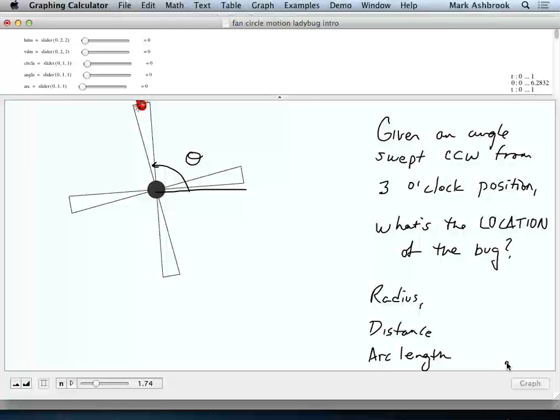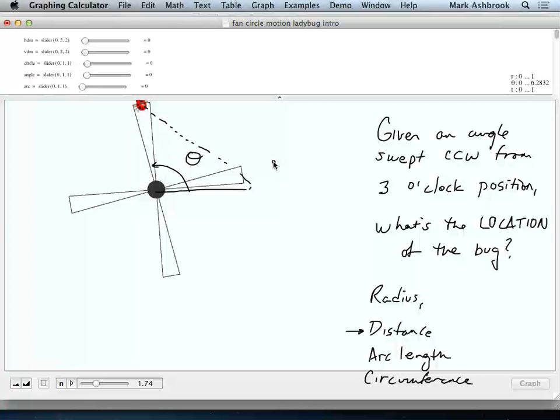Other ideas? Yeah. Circumference of the circle. Okay. Trying to get the location of the bug. So let's go back to this one. He was onto something, but we want to be specific. So what distance are we talking about? Are we talking about the straight line distance from the starting point? That's not very convenient, right? So that changes as the angle changes. Doesn't really help us get the location of the bug.